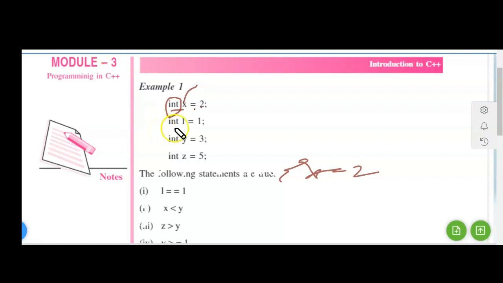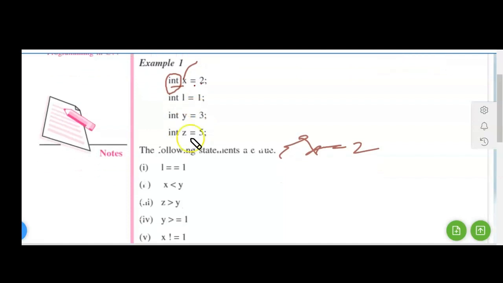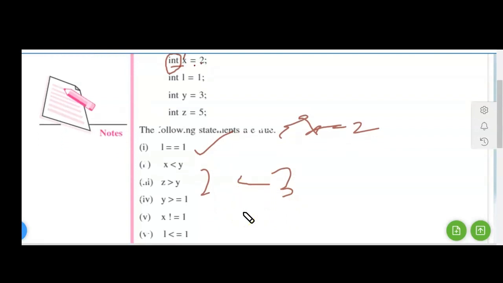That is the meaning. So another variable X has a value 2, L has a value 1, Y has a value 3, and Z has a value 5. So the following statements are true. L equal to 1. Is it true? Yes, this is correct. X less than Y. Value of X is 2. 2 is less than 3. That is also correct. Next one is Z greater than Y. That means 5 is greater than 3.